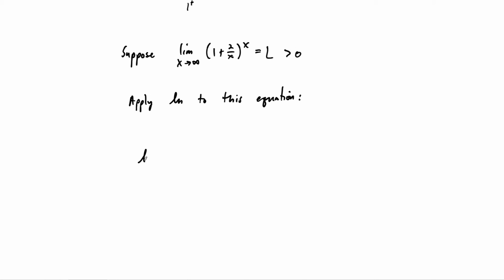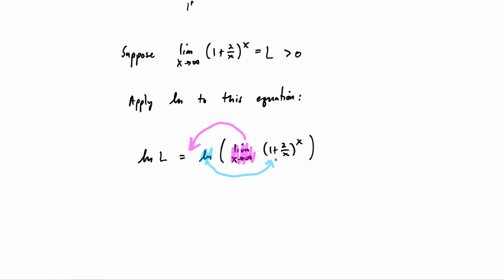And so what we end up with then is that the natural log of our limit L, the limit we're looking for, is equal to the natural log of this limit, x approaches infinity, (1 plus 2 over x) to the power x. And then we can do the same thing that we did on the last example, which is apply the continuity of the natural log to this limit, but we can do it in the opposite order now. We can use continuity to get the natural log inside of the limit.